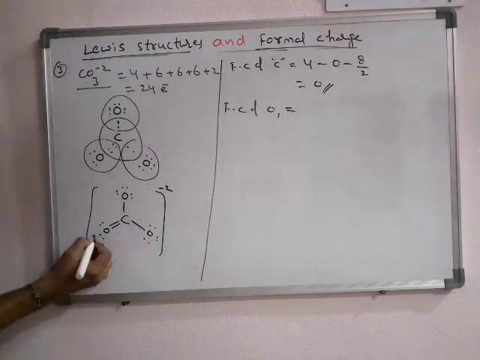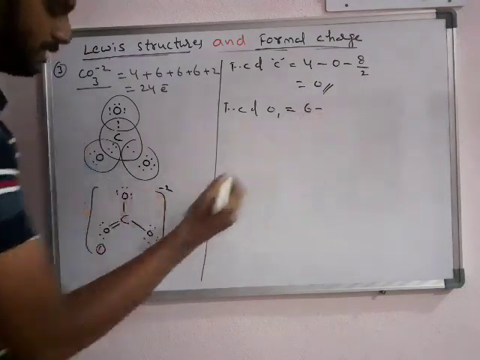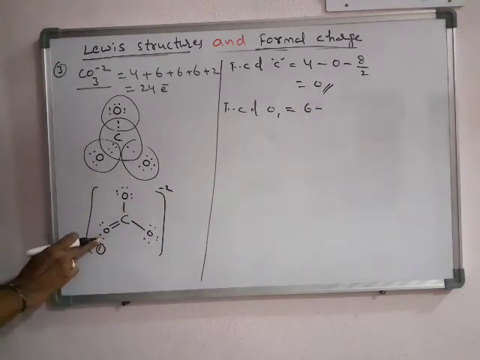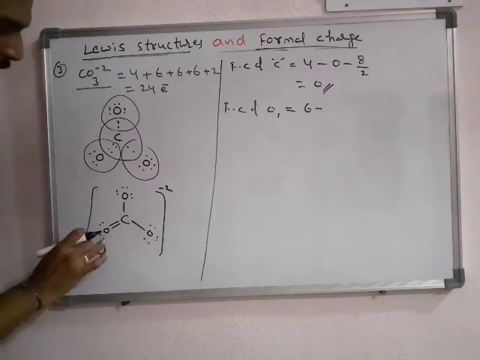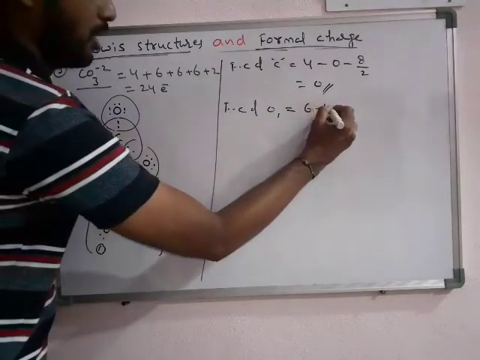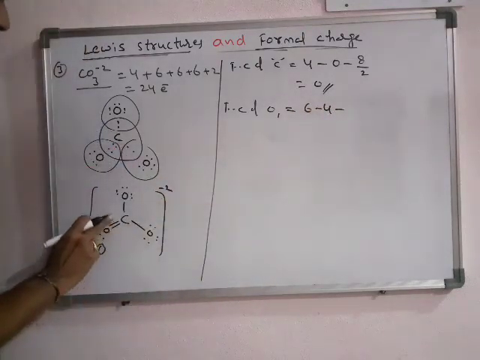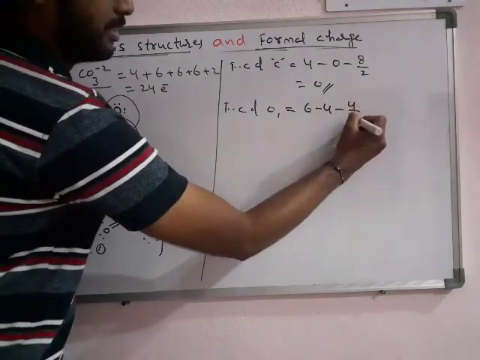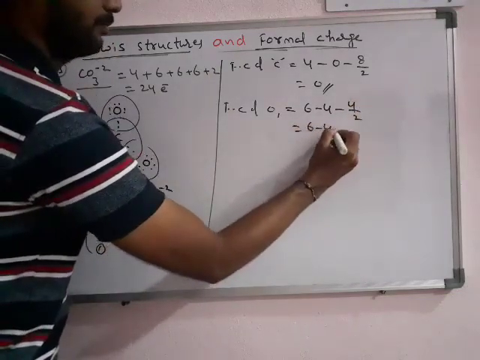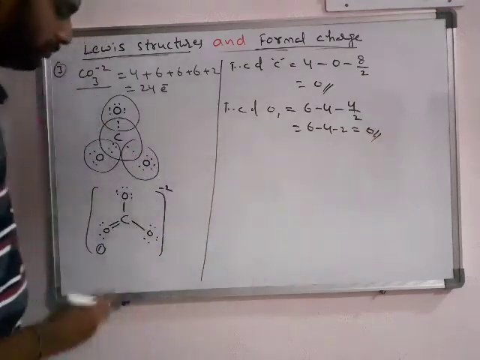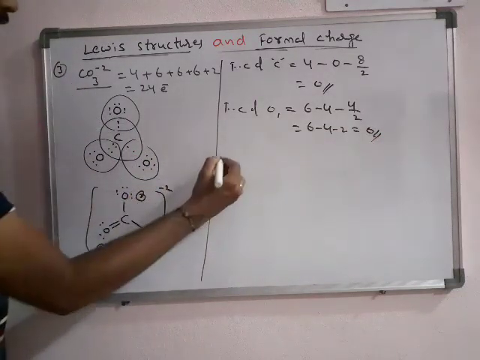Next is the formal charge of oxygen 1. It has 6 valence electrons. How many non-bonded electrons? 4 non-bonded electrons, and there are 4 bonding electrons, divided by 2. According to the formula, this gives 0.